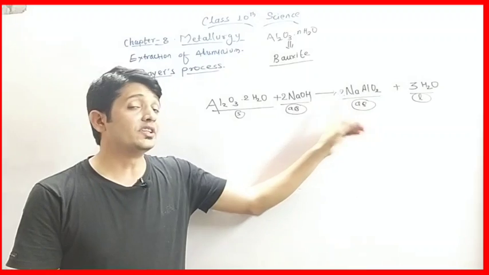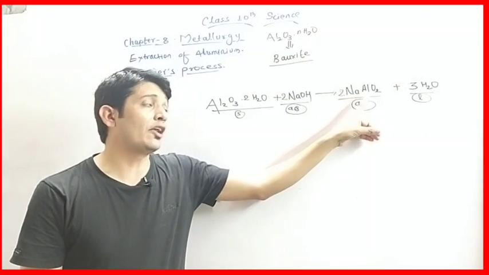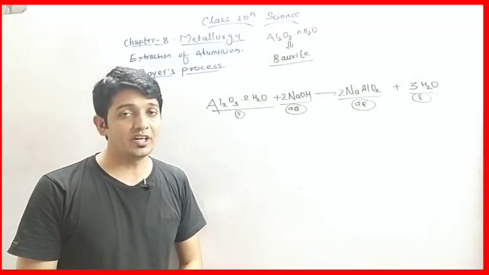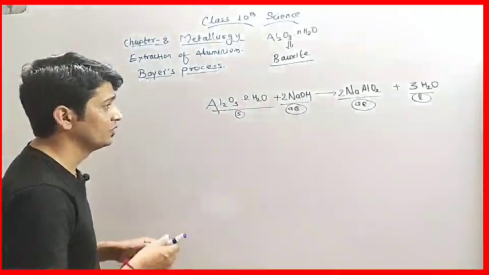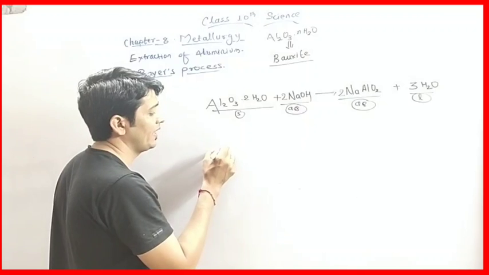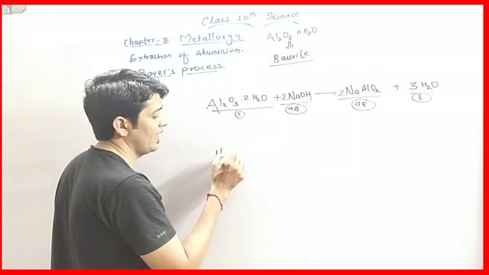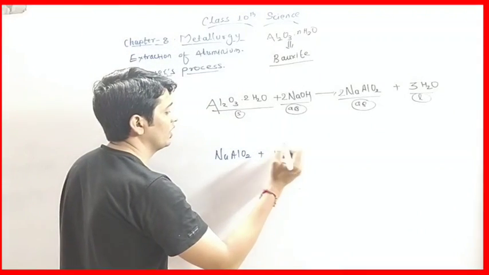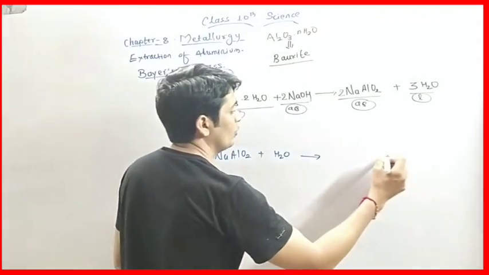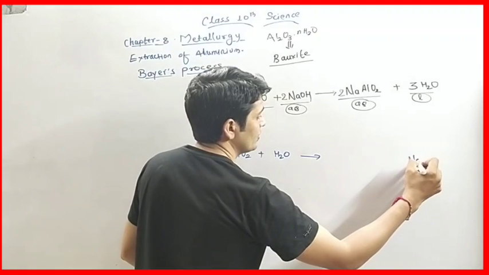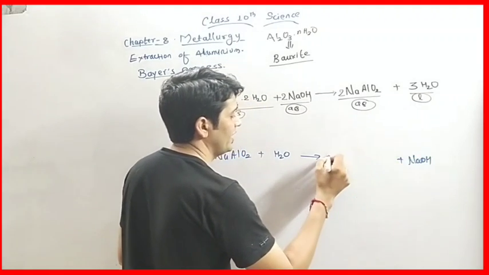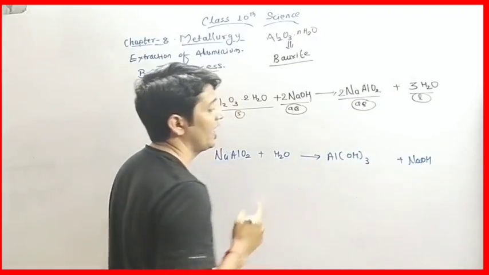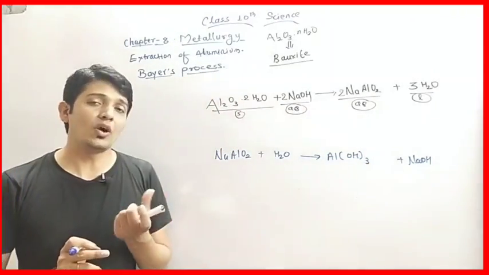Okay, now we will see the next reaction. Sodium meta-aluminate is again converted into aluminum hydroxide by addition of water. So this sodium meta-aluminate, that is NaAlO2, is again treated with water to form NaOH, that is sodium hydroxide, and Al(OH)3, it is aluminum hydroxide. The precipitate, PPT, will form.